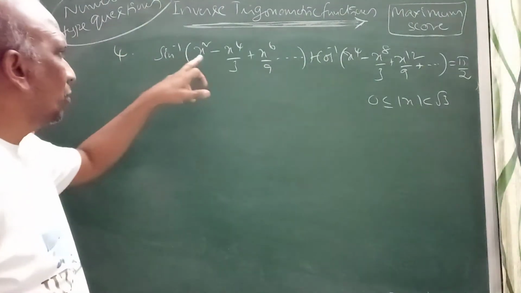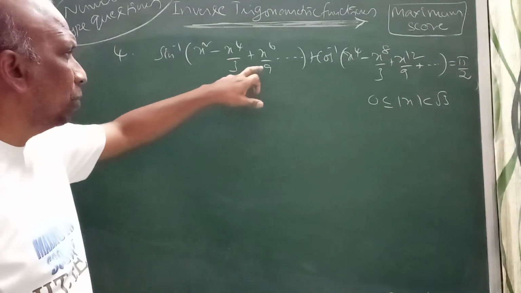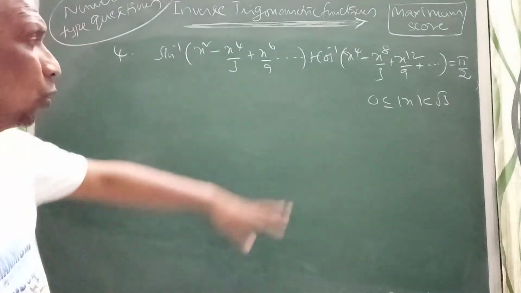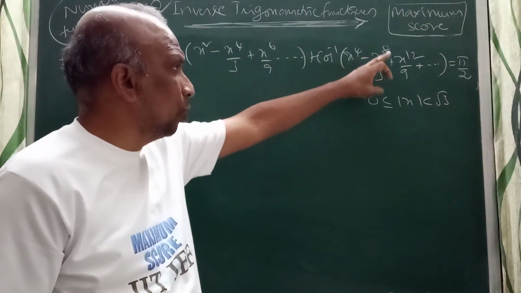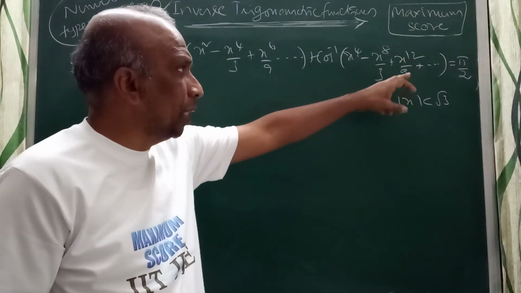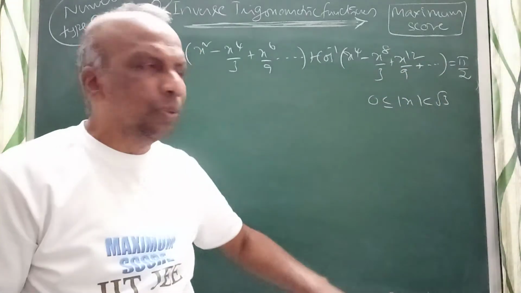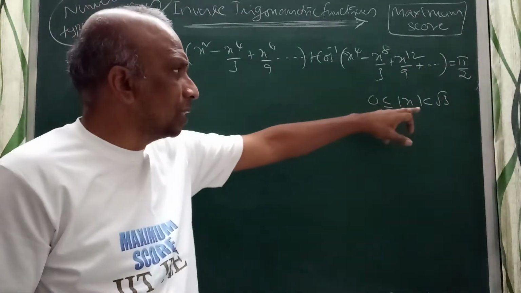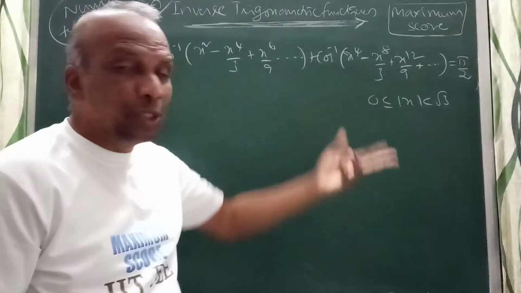Sin inverse of (x square minus x power 4 by 3 plus x power 6 by 9 and so on) plus cos inverse of (x power 4 minus x power 8 by 3 plus x power 12 by 9 and so on) equal to pi by 2, with the condition 0 less than or equal to mod x less than root 3. That means the x value may be 0 also, right?